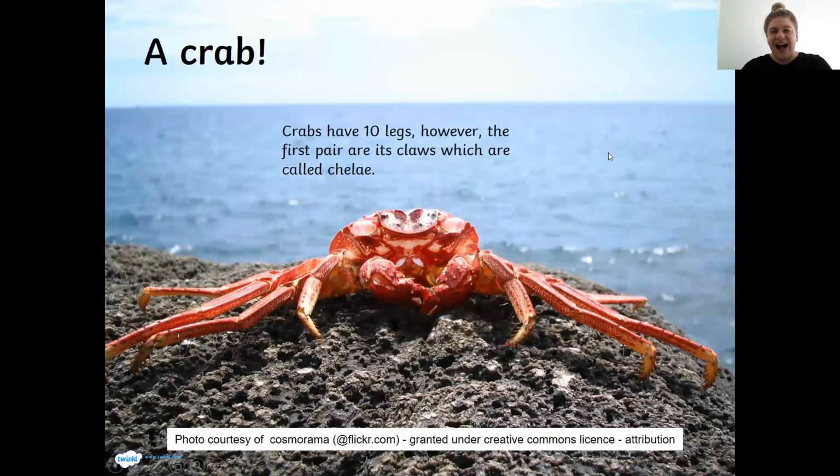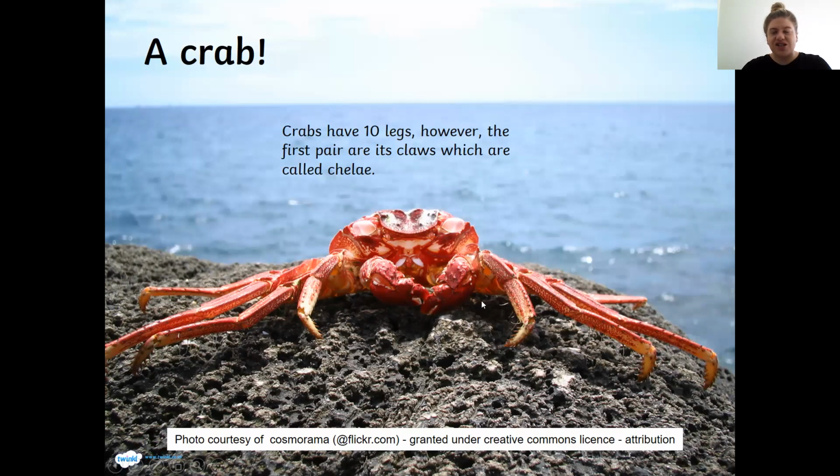It's a crab. This is a crab. Look at that. It says crabs have 10 legs. However, the first pair are its claws. So here at the front, we've got its claws. You see there. These are the front pair of legs.